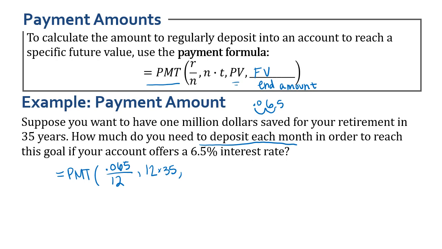Present value, so what am I starting with? In this case, it didn't say I was starting with any specific value, like putting a big lump sum in. So we're going to put that as 0. And then our end amount, we want it to be $1 million. And again, don't type in commas when you're typing in numbers, or it's going to misread it in a formula. So you just type in 1 million with no commas in it.